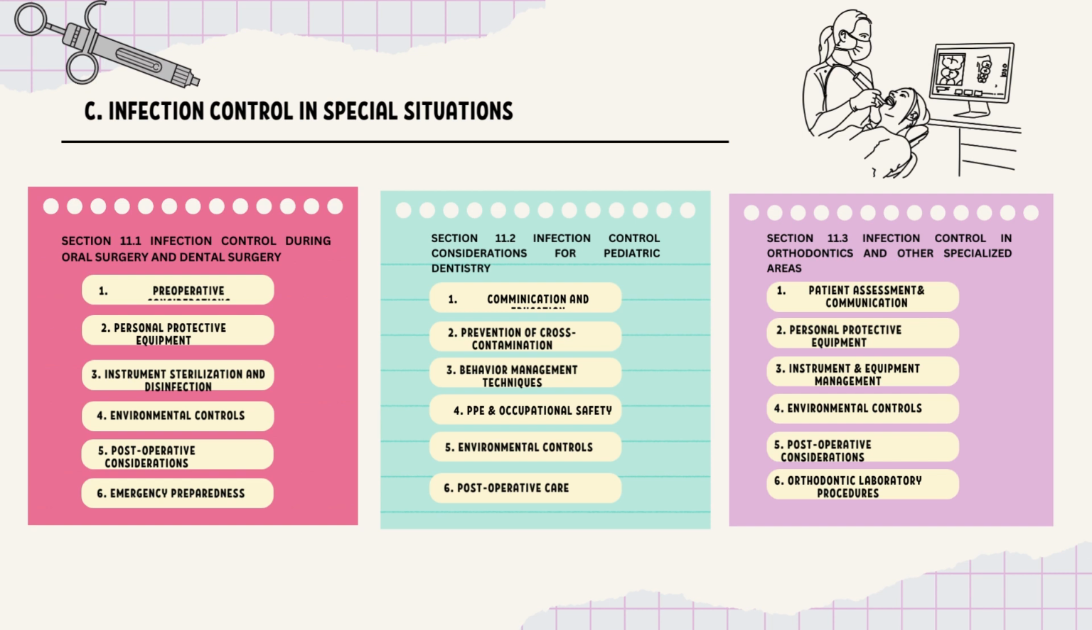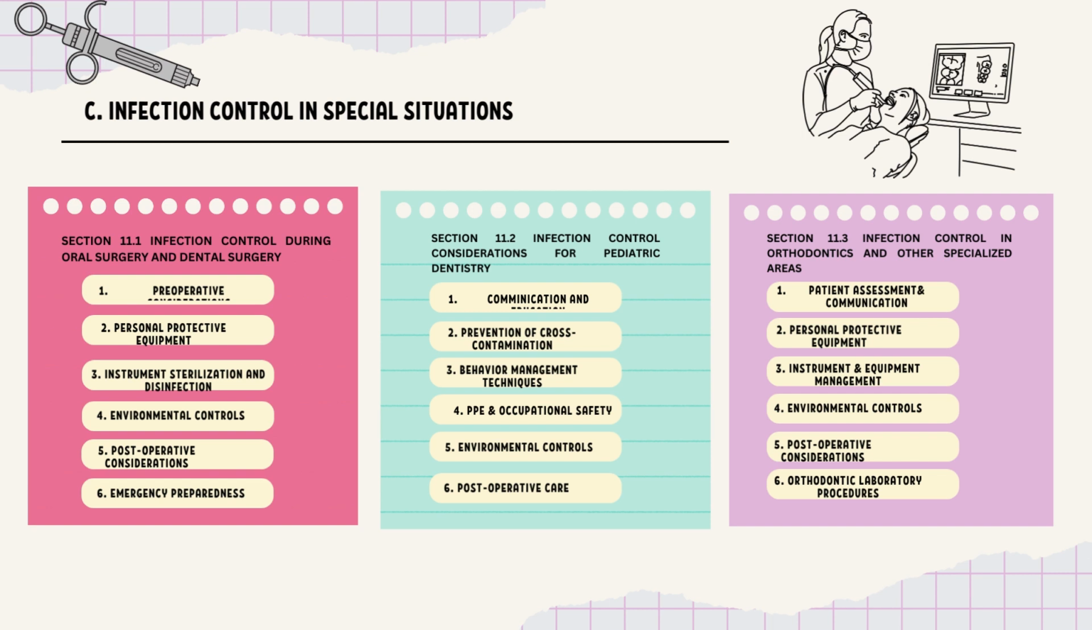Implementing appropriate infection control measures is essential to minimize the transmission. So here are the steps: pre-operative considerations, personal protective equipment, instrument sterilization, disinfection, environmental controls, post-operative considerations, and emergency preparedness. Section 11.2, infection control considerations for pediatric dentistry.